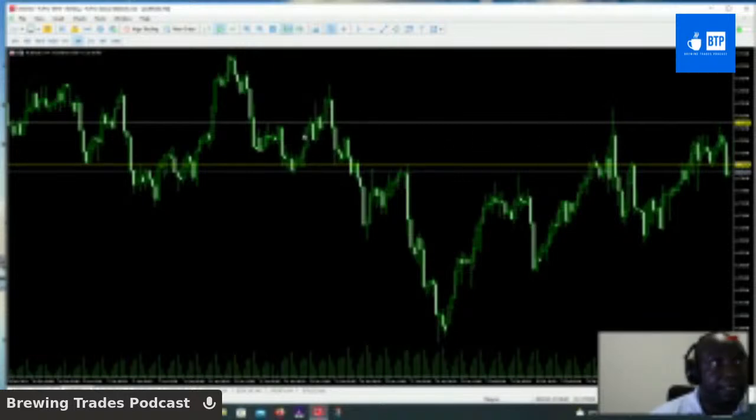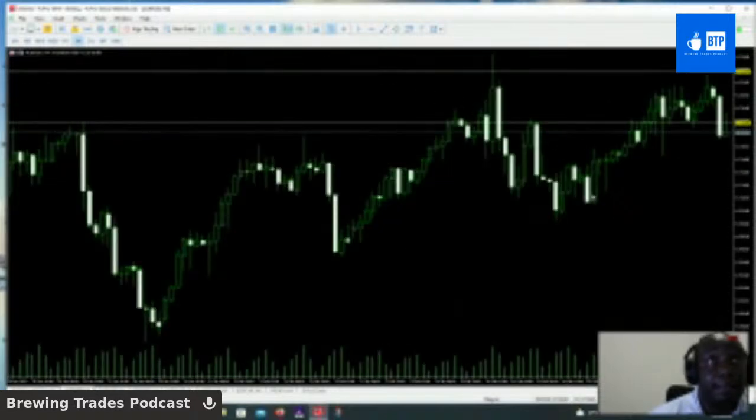Now, this particular financial instrument happens to be a currency pair, which is between the Australian dollar and the US dollar. Now, the Australian dollar is the base currency, and the US dollar is the counter currency for this particular setup. Now, as you can see, the Aussie dollar is going down. It's currently going down on the 4-hour, and let's expand on this.